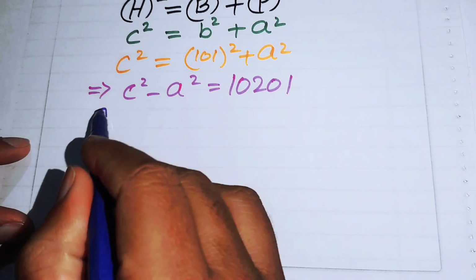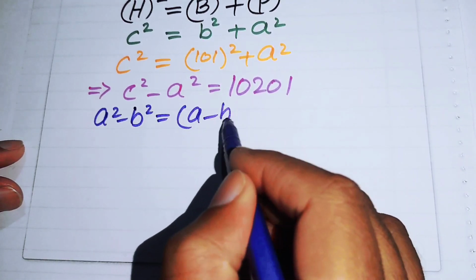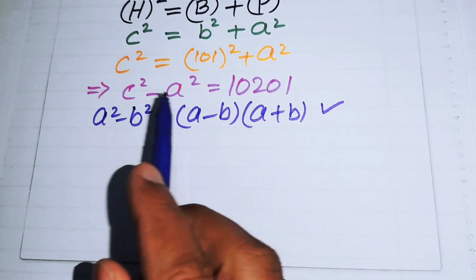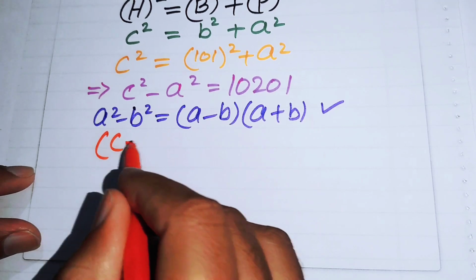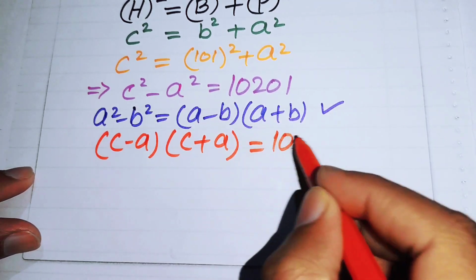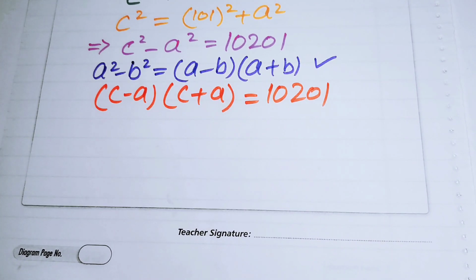Now in the left hand side we use the nice square identity. You know that a squared minus b squared equals a minus b times a plus b. Using this formula, c squared minus a squared can be written as c minus a times c plus a, and it equals 10,201. Now in the left hand side we have two factors, c minus a times c plus a, and in the right hand side we have only one factor.